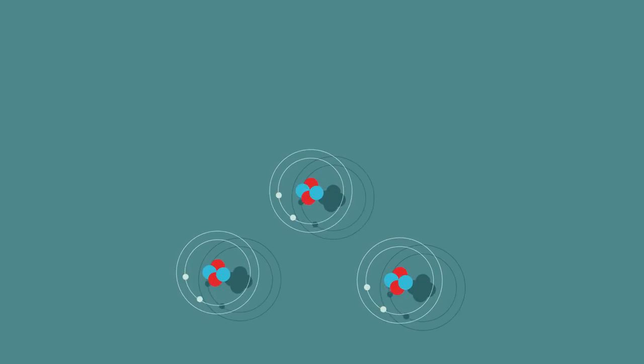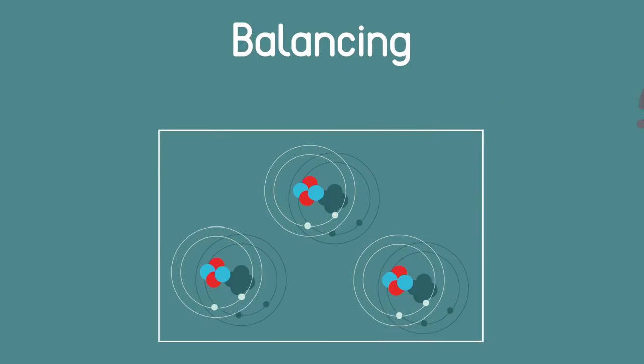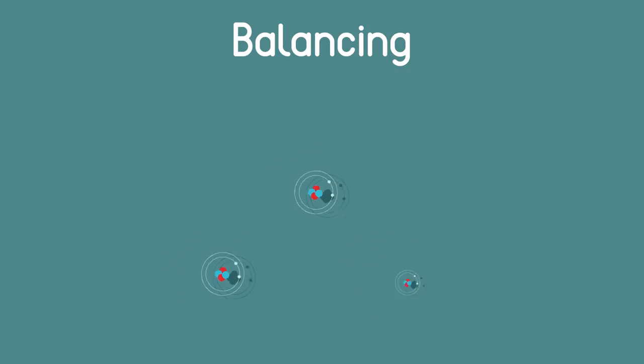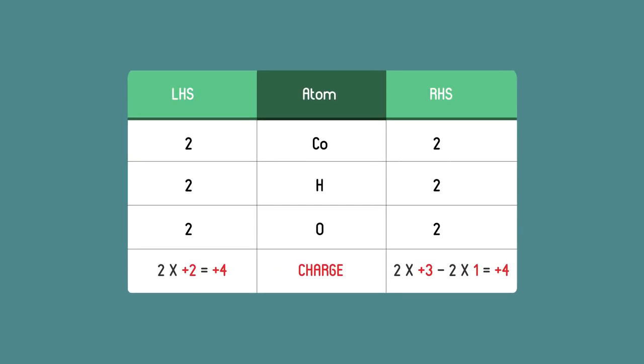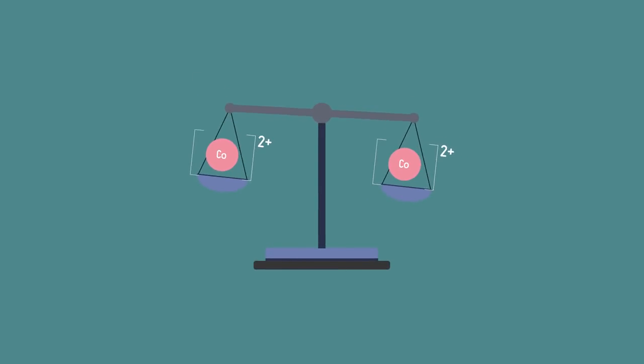This is the most important rule about balancing. No atoms or charges can be made or destroyed. You should now feel confident counting up the atoms in a compound and balancing them on 2 sides of an equation. And don't forget to look out for charges and balance these too.